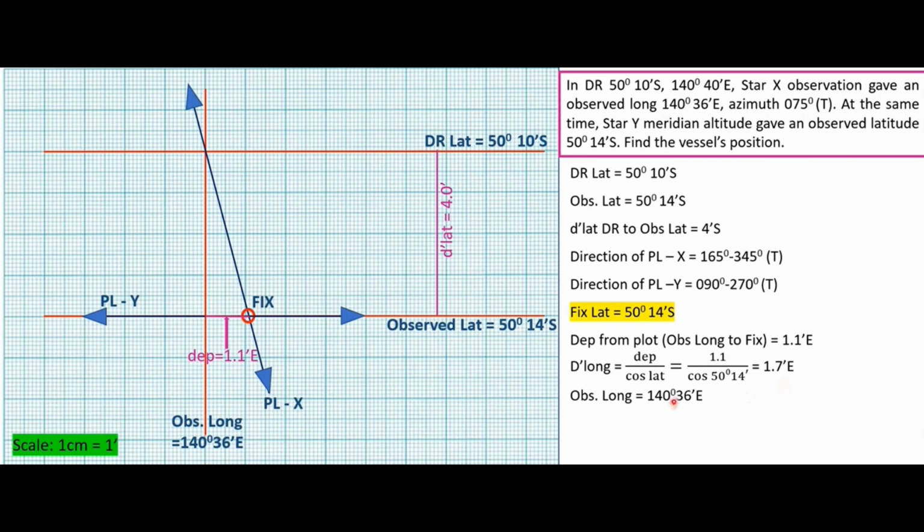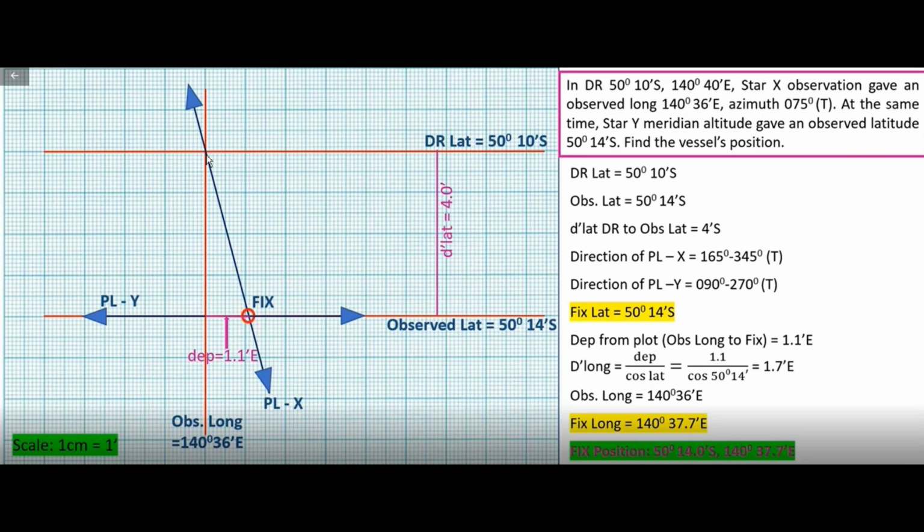This D long we apply to the observed longitude, and that was 140 degrees 36 minutes east. When we apply a D long of 1.7 minutes east to it, our fix longitude becomes 140 degrees 37.7 minutes east. So the coordinates of our fix obtained through plotting would be 50 degrees 14 minutes south, 140 degrees 37.7 minutes east, and it's here that we have the fix of the vessel. So this is the question completed, beta.